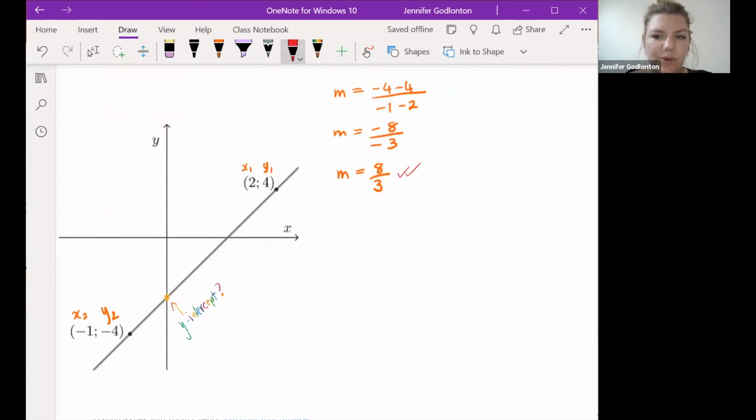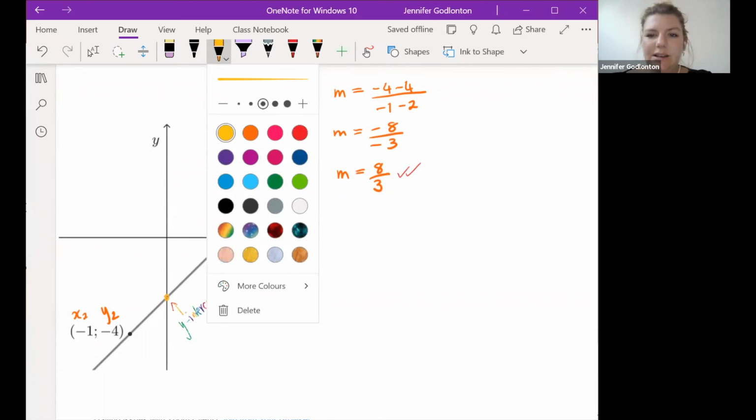Who got to this point over here before I carry on? How did this part go? Talk to me about how we found our m. Good, good. Okay, good.